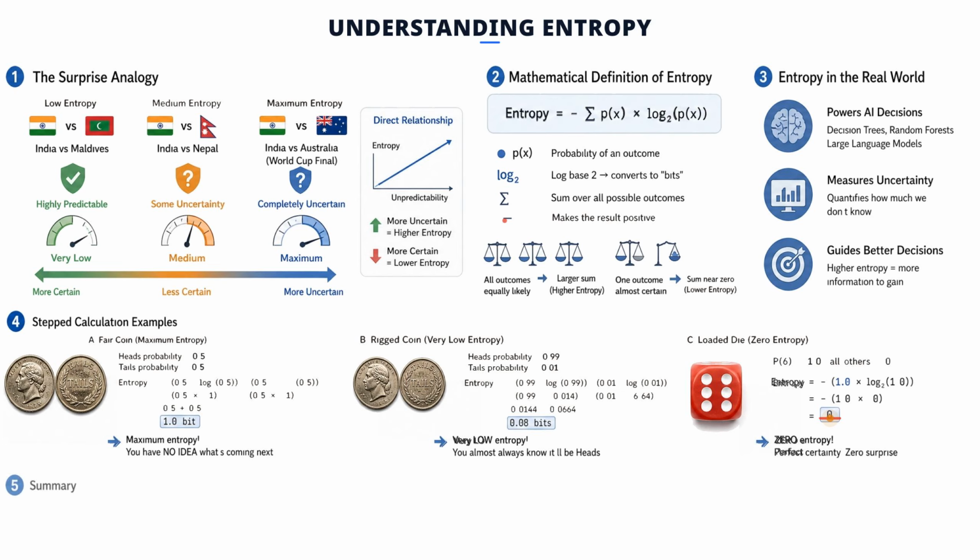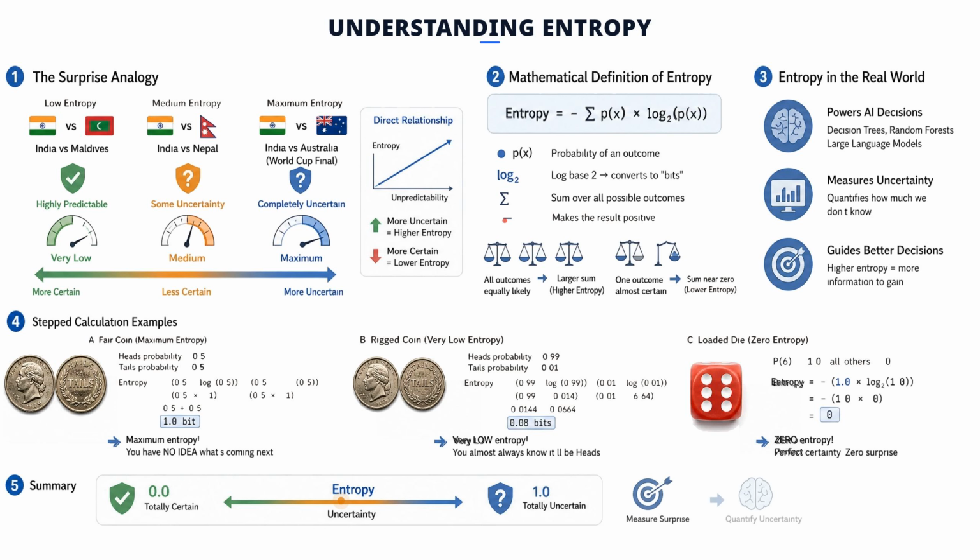The core takeaway to remember is this. Entropy is 1.0 when we are totally uncertain, and it scales all the way down to 0 when we are totally certain. As we move forward, we'll see how models like decision trees use this exact measurement of uncertainty to determine which questions yield the most information gain.